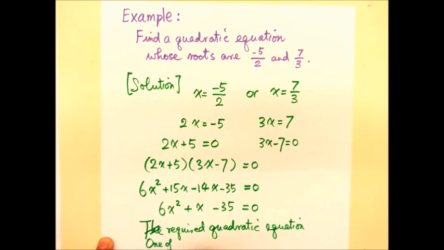One of the required quadratic equations is 6x squared plus x minus 35 equal to 0. So I think you can go to the textbook and find a respective exercise and you can finish all the items. Thank you.